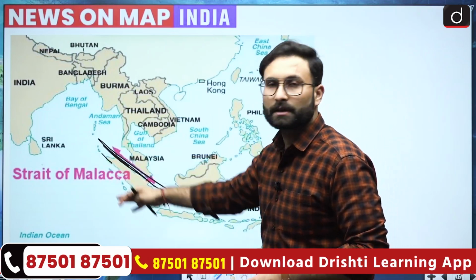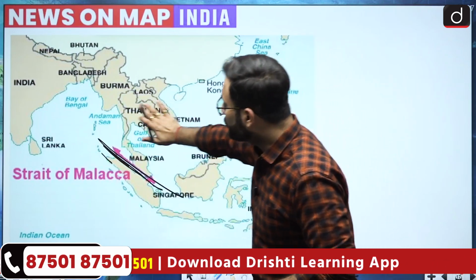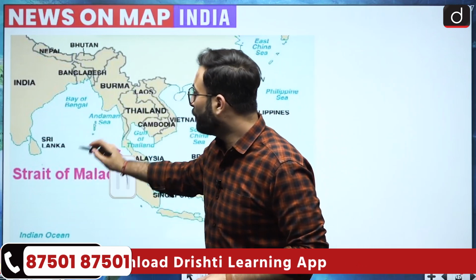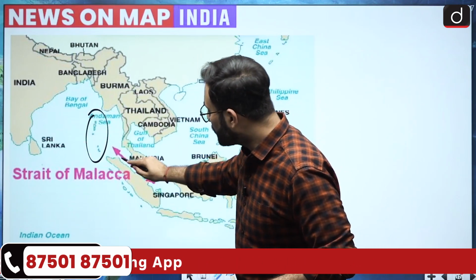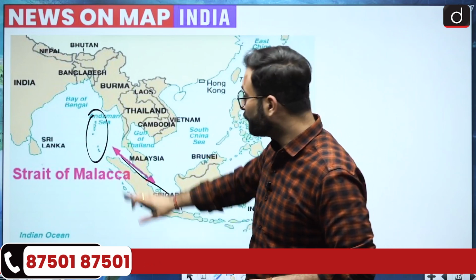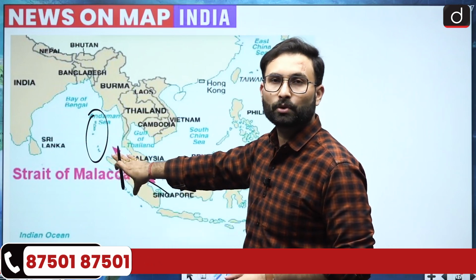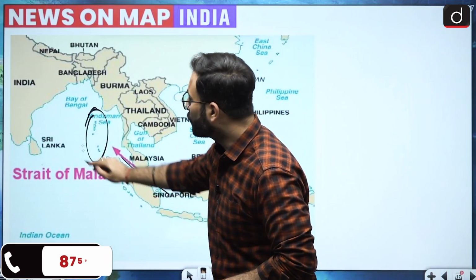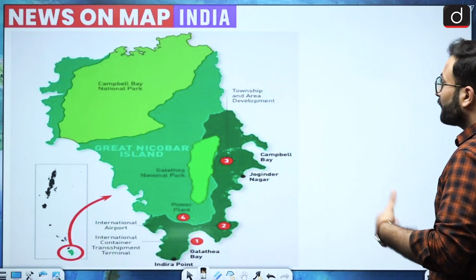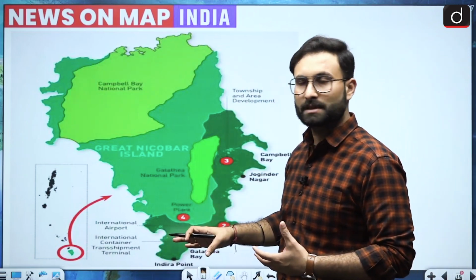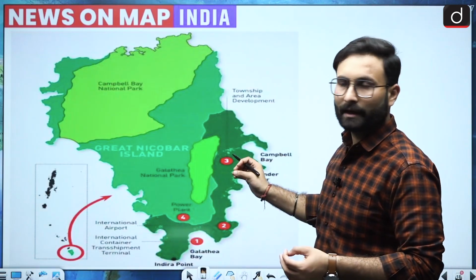For China, this particular region is very important. And that is why the Andaman and Nicobar Islands become very strategic for India, because we are in the vicinity of the Malacca Strait. Here we can have influence, and China's trade can be monitored over here. So that is why we are trying to develop the Andaman and Nicobar Islands. In that regard, we are having this Great Nicobar project. There are various things they are trying to do over here.